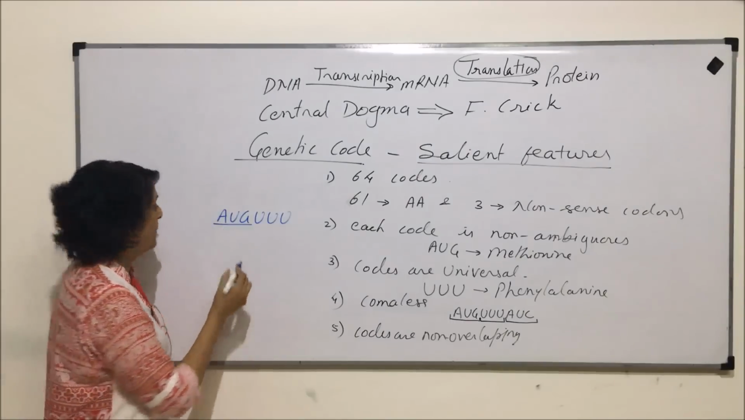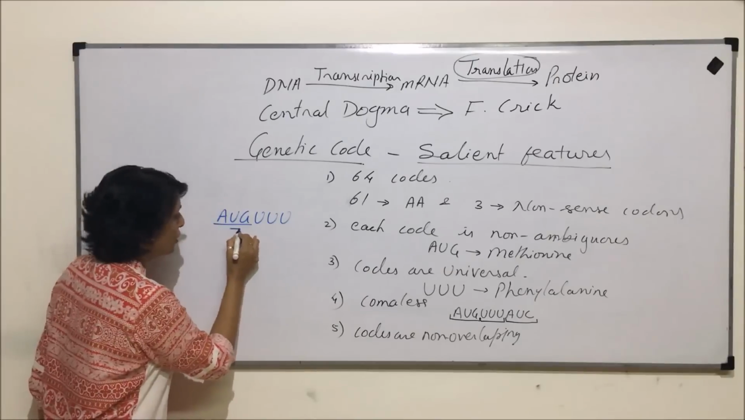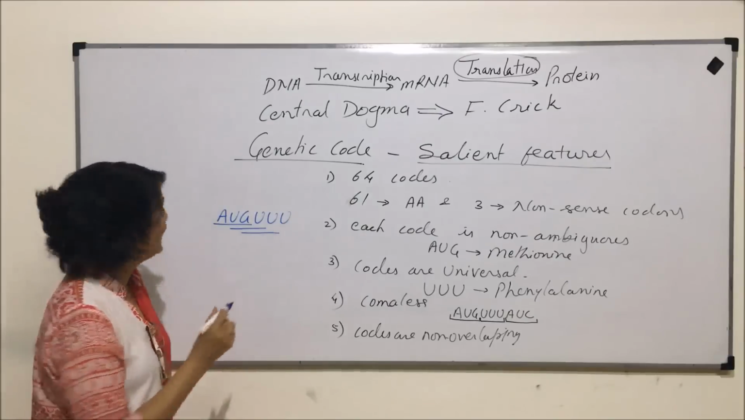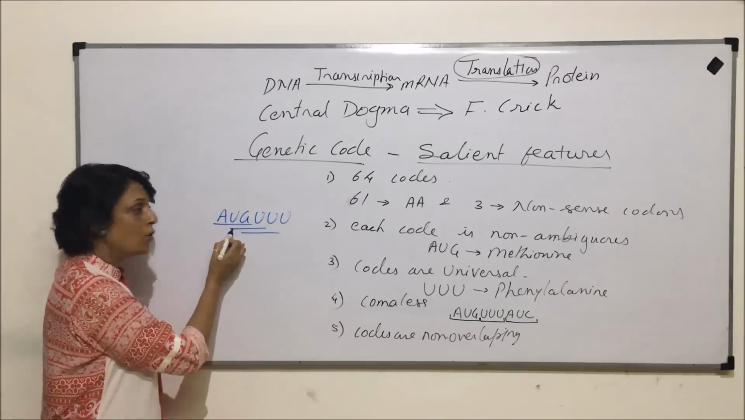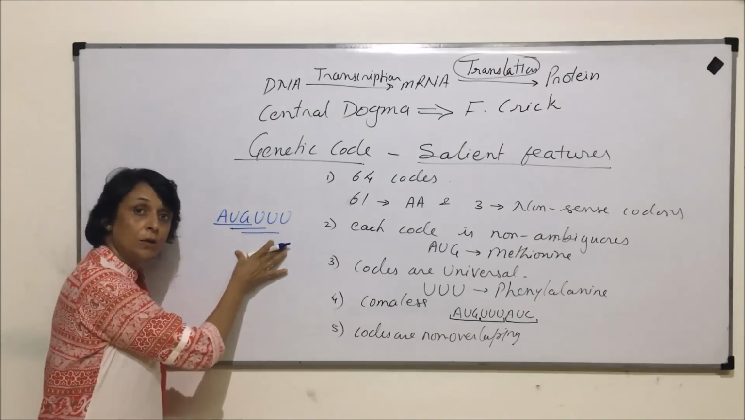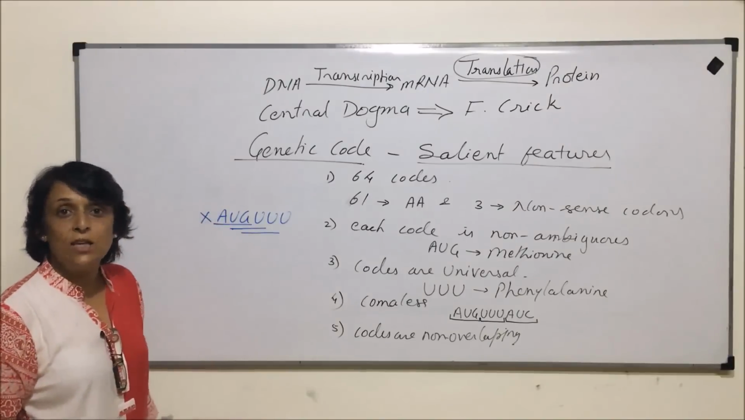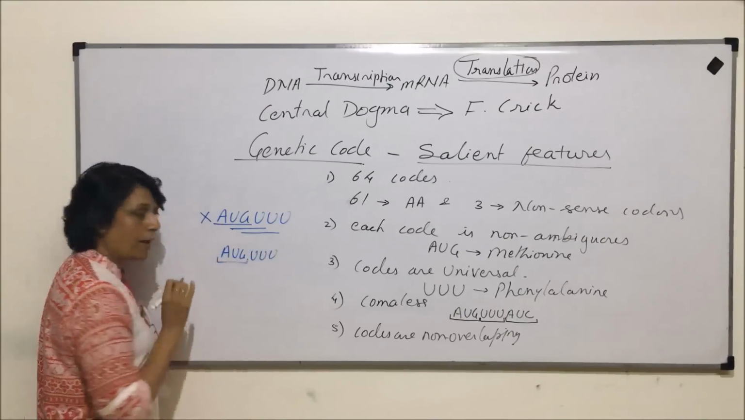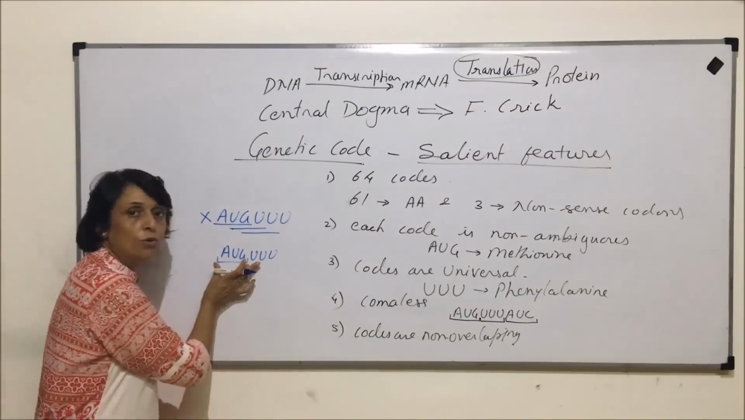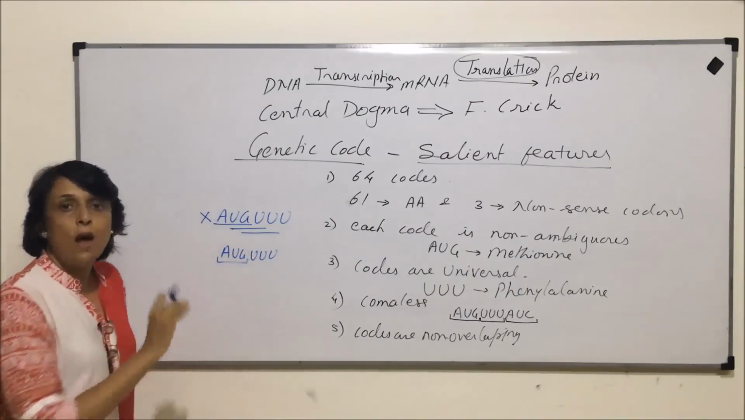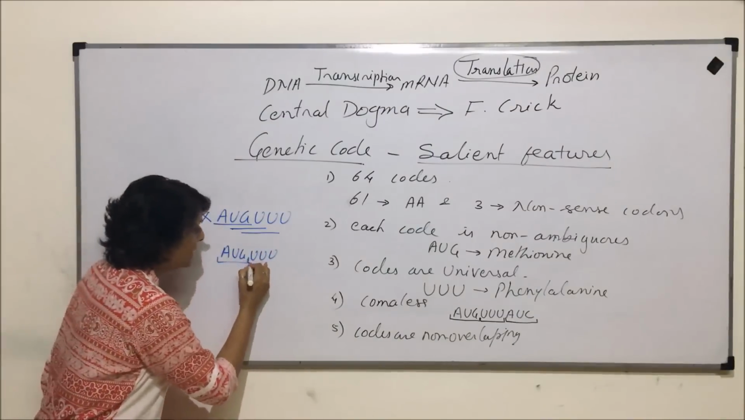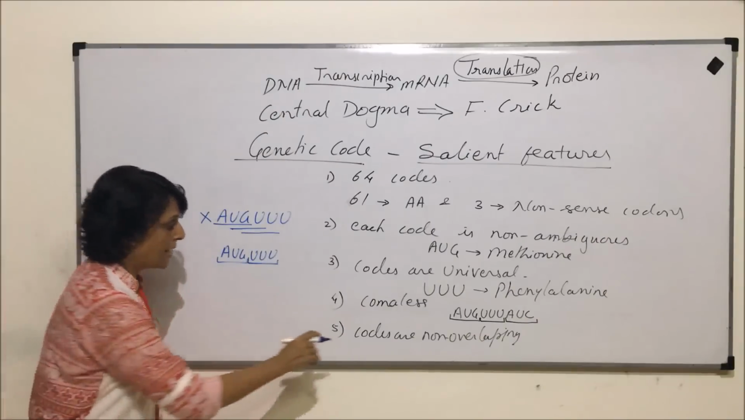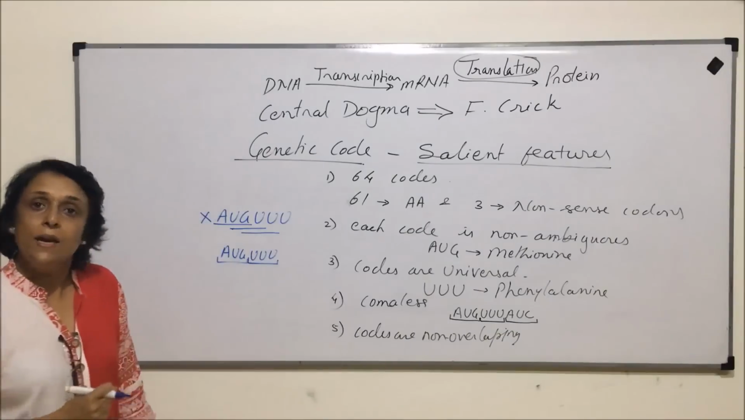If it was overlapping, then AUG was the first, UGU would have been the second, GUU would have been the third. But in that case, U is overlapping in the second code and G becomes overlapping part in the third code. This is not seen in case of codes. That means if we write AUG, UUU, this is one code. No overlapping, that means the three nucleotides of this one code do not become a part of the other code. And the next code is going to start after that, which is the next three, and so on. So that is what we mean by non-overlapping codes.